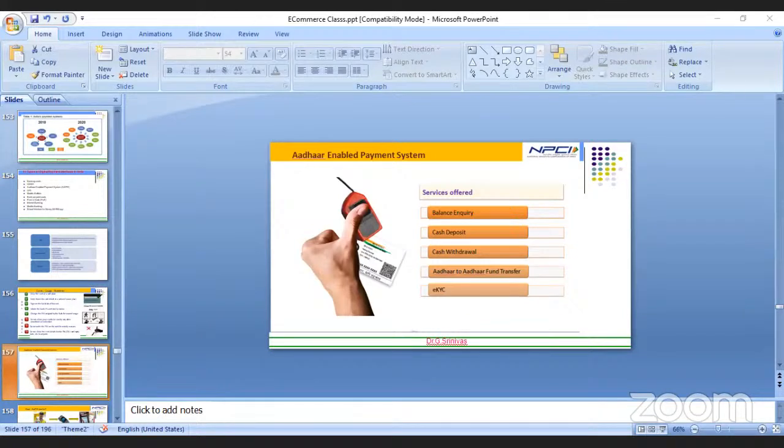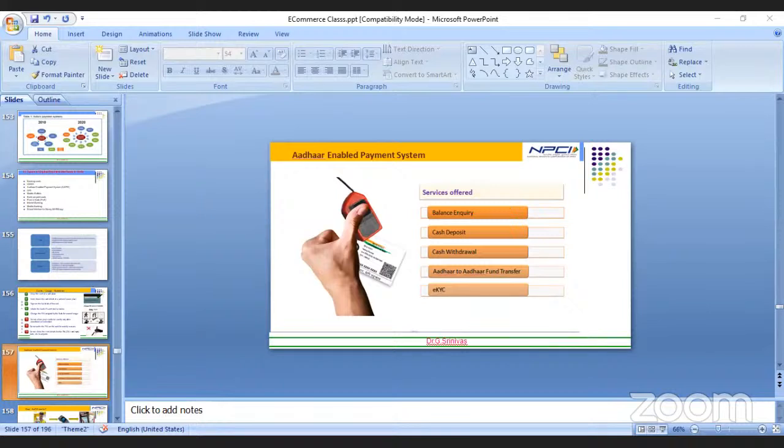With that system, we can go for balance inquiry and cash deposit. For example, if you want to deposit cash, there are some centers called Aadhaar enabled centers. By visiting that center and giving your thumb impression, you can make small deposits. You can also go for cash withdrawals. Nowadays, by using UPI, we transfer funds from one mobile number to another. Now, instead of a mobile number, by giving an Aadhaar number also, you can transfer money from one Aadhaar number to another, but that Aadhaar number must be linked with the bank account as well as the mobile phone. Then only can we perform the transaction.